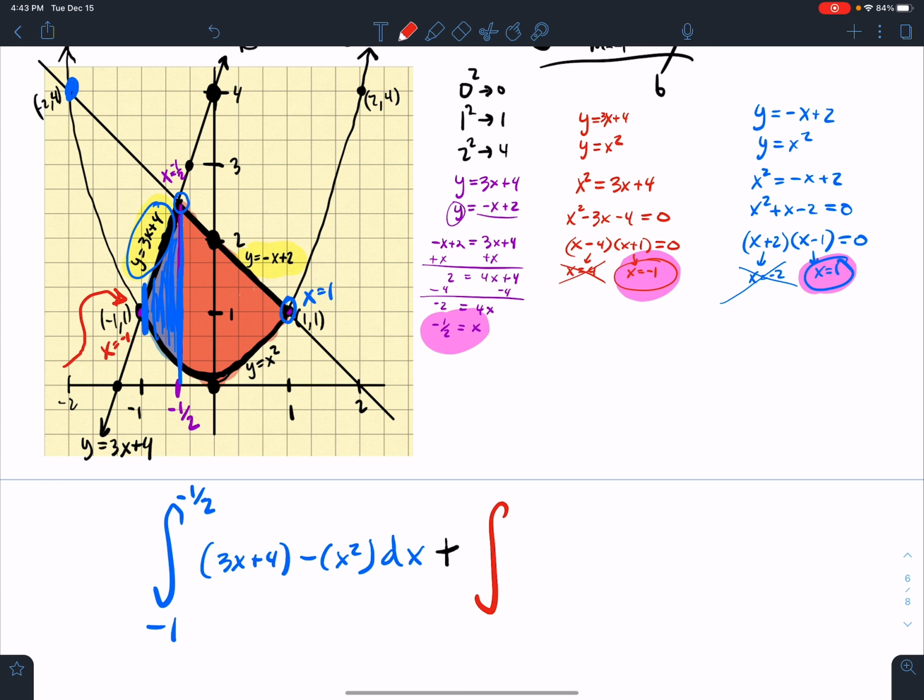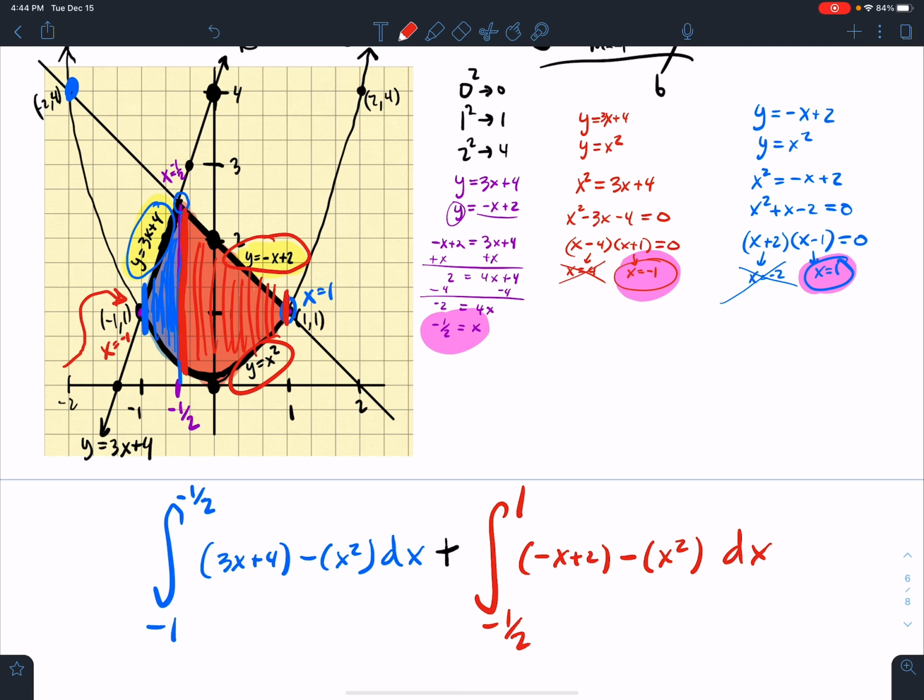Now the second part is the integral from where? Where do I start summing? I start summing my rectangles from -1/2. And I sum all the way to x equal to 1. Okay, what is the top? The top is -x plus 2 minus the bottom. What is the bottom? x squared dx.